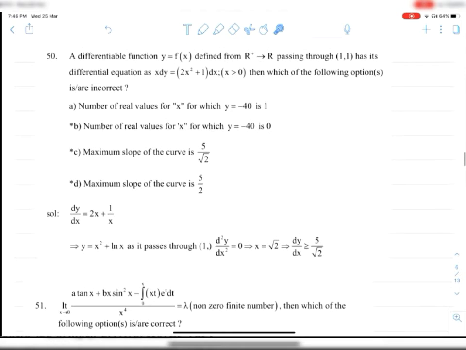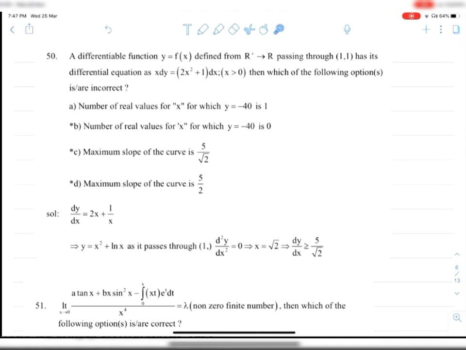Question number 50. A differentiable function y is equal to f of x defined from R plus to R, you have to be careful for this one, passing through 1 comma 1, has its differential equation as x dy is equal to 2 times x square plus 1 dx, x greater than 0. Which of the following options are incorrect? Whenever it says incorrect, you need to concentrate on this one. Don't make the mistake. Number of real values of x for which y is equal to minus 40 is 1, is 0, maximum slope of the curve is 5 by root 2 and 5 by 2.